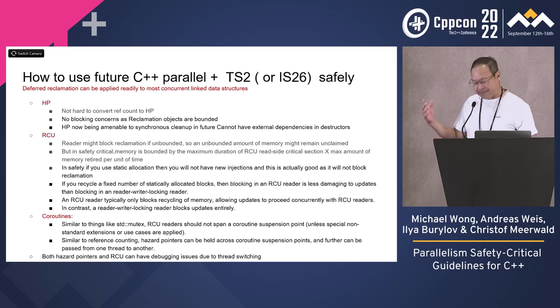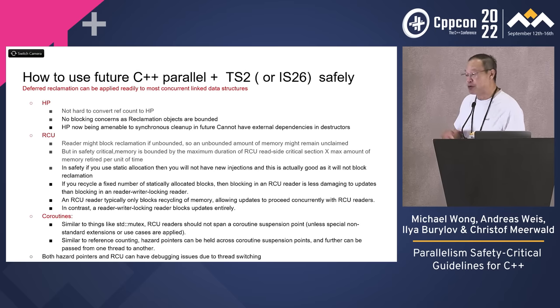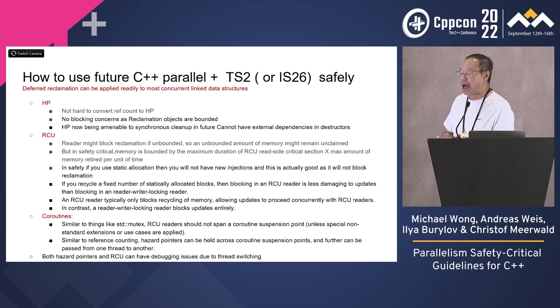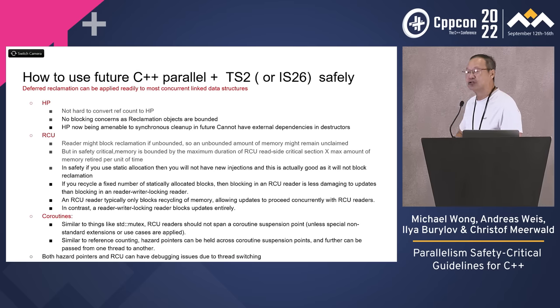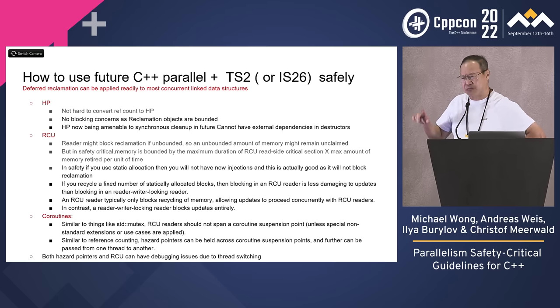Coroutines, just like that C++23 or 20, I don't know which one, for mutex, RCU readers should not span a coroutine suspension point unless you use special non-standard extensions from Boost that allow you to escape it. I haven't fully studied it, but it seems it might work.